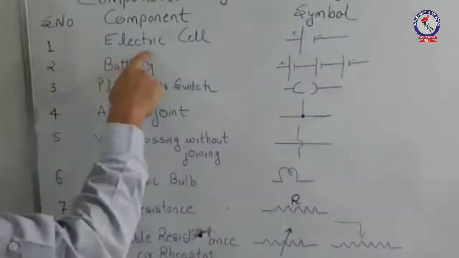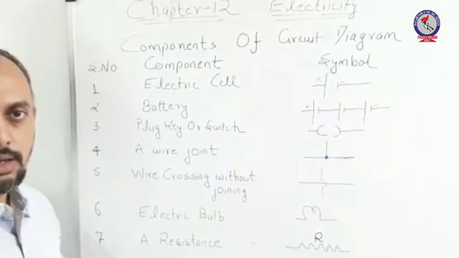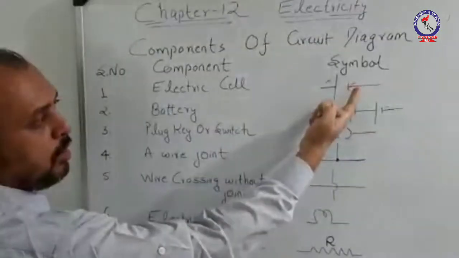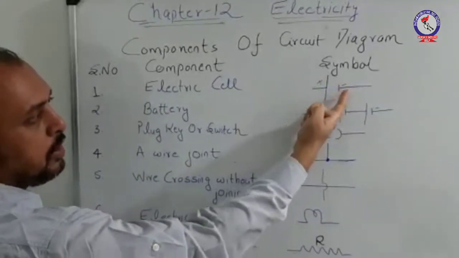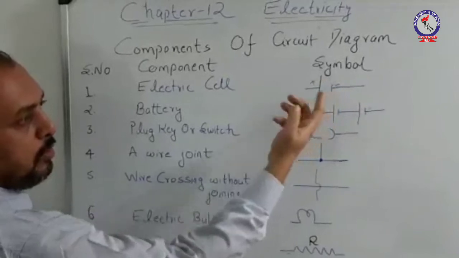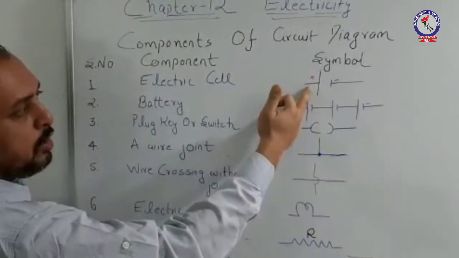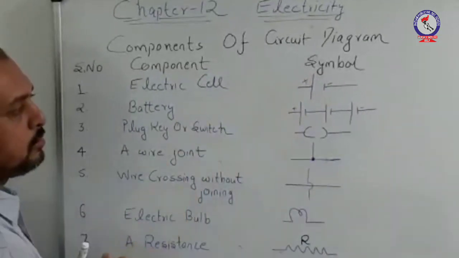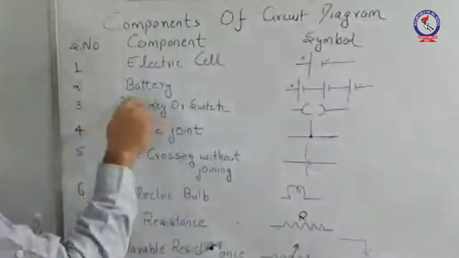Now, let us start. The very first is an electric cell. We can also say this as a battery. A battery consists of two terminals. As you can see the symbol very clearly, it has two symbols. One is positive and another one is negative. While drawing a symbol, it should be kept in mind that the positive terminal is a bit bigger than the negative terminal.